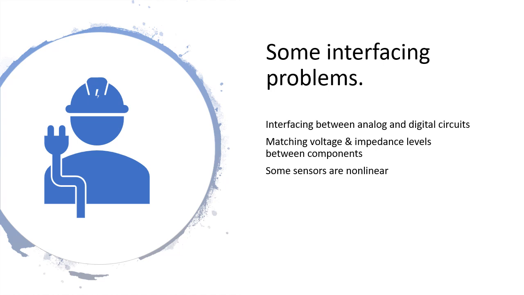Still another problem is that some sensors are non-linear, which means that the sensor output voltage is not directly proportional to the parameter being measured. Non-linear sensors may require some correction circuitry.